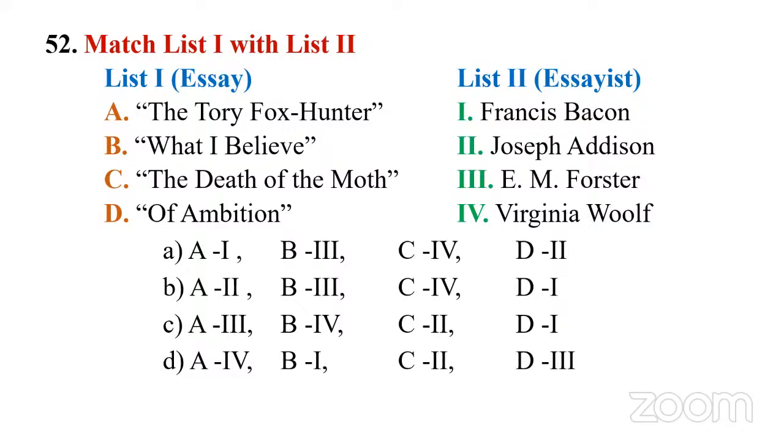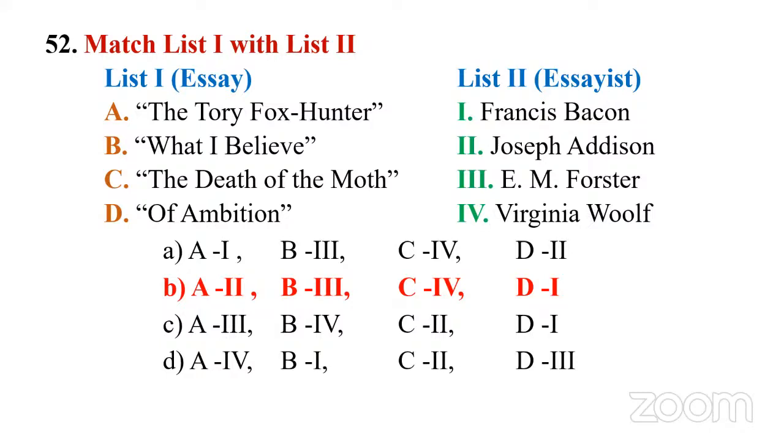A modernist one. Then this is the answer, by the way. B. B is the answer in the sense A. The Tory Fox Hunter was by Joseph Addison. Then we have What I Believe, that was by E.M. Forster. Then C, The Death of the Moth, that was by Virginia Woolf. Then Of Ambition, Francis Bacon.